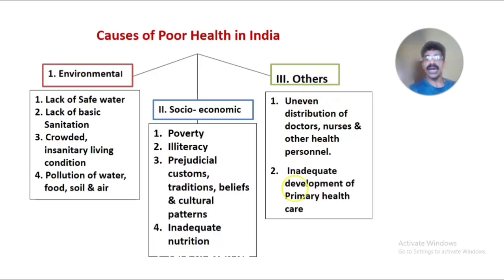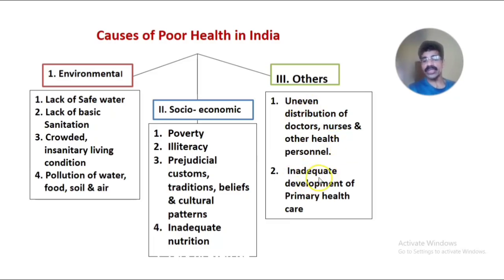Then third one is others. That includes uneven distribution of doctors, nurses and other health personnel or health workers in the urban and rural areas, in various healthcare agencies, health settings or health sectors in India. That is uneven or unequal distribution of doctors, nurses and other health personnel.